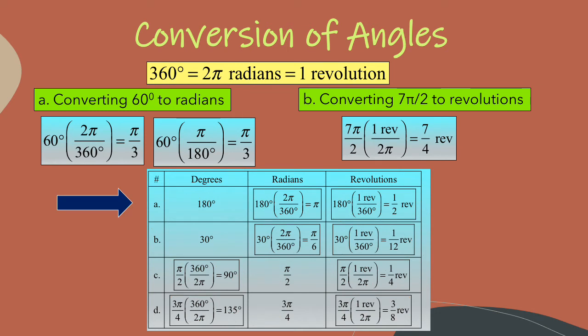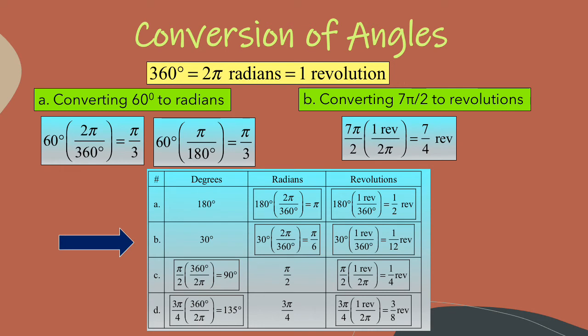So in A, converting 180 degrees to radians, we multiply 180 degrees by 2 pi over 360 degrees, and we get pi. To convert 180 degrees to revolutions, we multiply the 180 degrees by 1 revolution over 360 degrees, and we get 1/2 of a revolution.